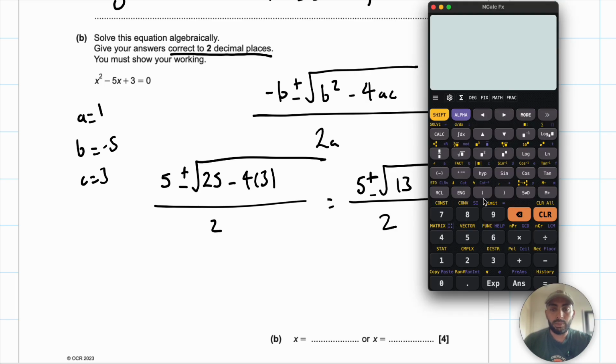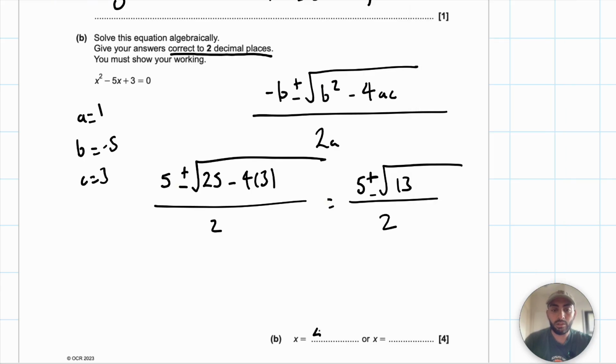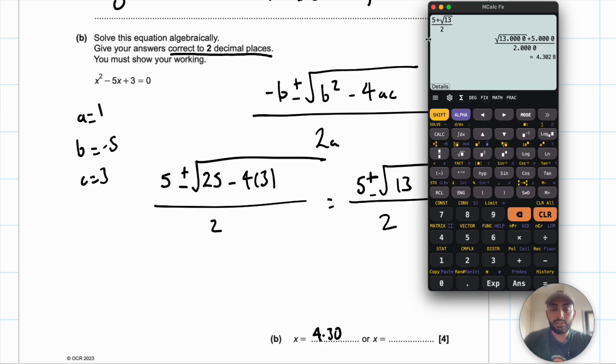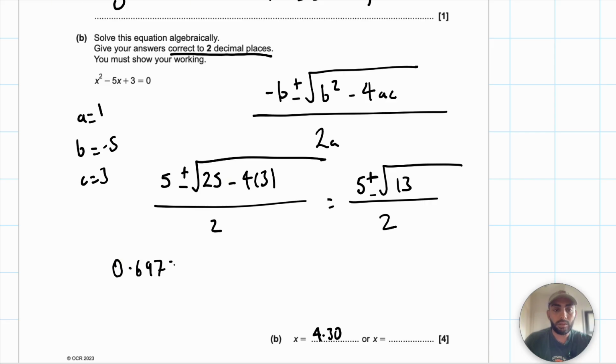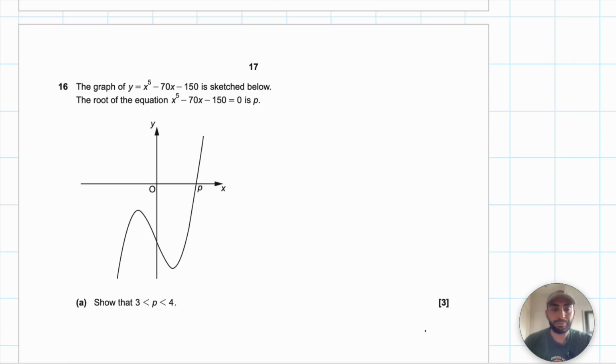I'm going to type all of this into my calculator. So I've got 5 plus the square root of 13 over 2. So the first answer is 4.302. We just want it to 2 decimal places, so 4.30 would be fine. I'm going to keep this in my calculator and I'll just change this to a minus and I get 0.6972. I want to round this to 2 decimal places, so I count 1, 2. This is telling me I'm rounding up. That will change to a 0 and that will change to a 7, so it will be 0.70.